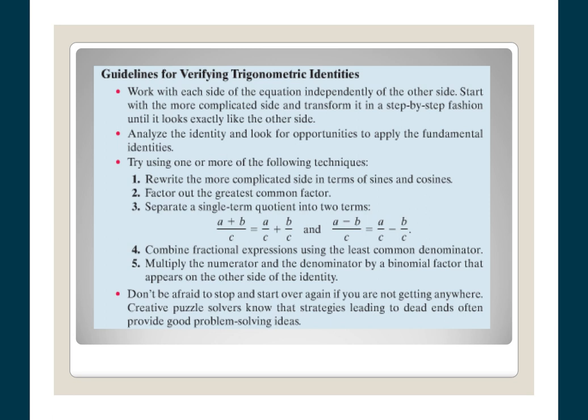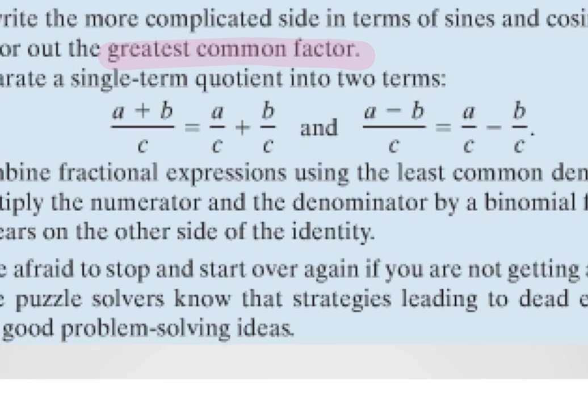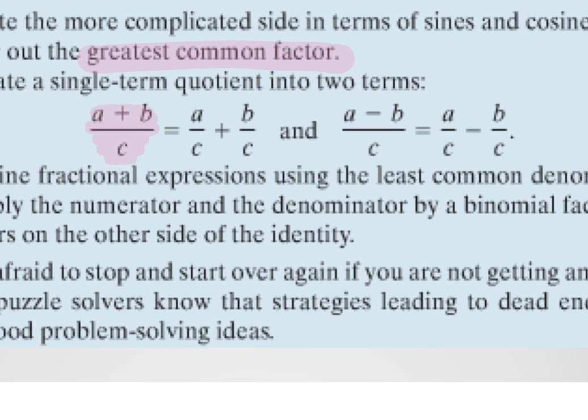You can look for opportunities to apply the fundamental identities, which are your reciprocal identities, all those things. Usually we're going to look at the more complicated side. There are going to be times in which you're going to have to factor out the greatest common factor. There's going to be times in which you multiply. And then the next thing says separate a single term quotient into two terms. So if I have a fraction and it starts out as a sum or a minus, I can break these apart by rewriting the terms of the numerator over the same denominator. So if it said tan of theta plus cosine of theta over sine, I can separate them out, and it would be tan over sine and cosine over sine.